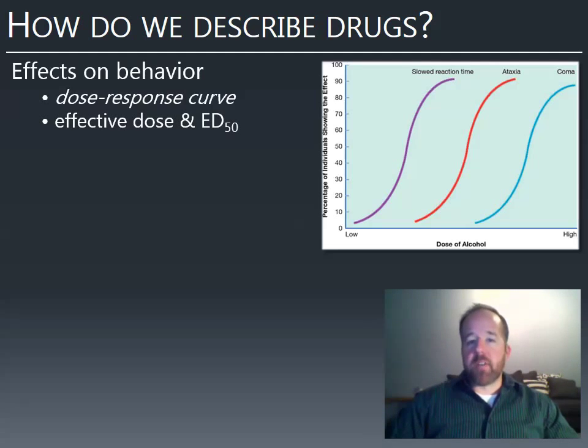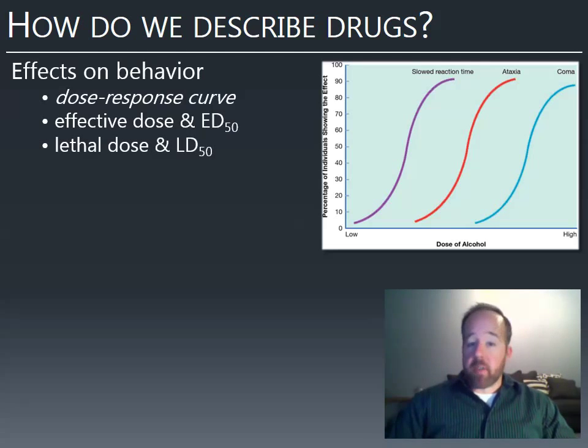Another concept is the effective dose, which is the minimum amount of drug needed to have an effect on behavior. And the ED50, which is ED for effective dose, 50 for 50%. What's the required dosage to have a behavioral effect on half a population? So on average, how much do you need to affect behavior?